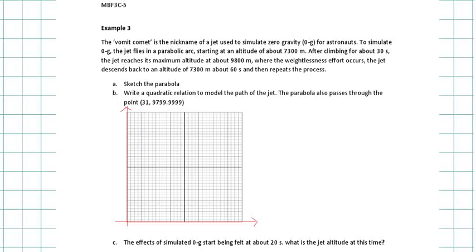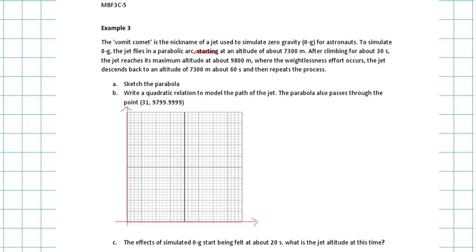So let's take up this question. The vomit comet is a nickname of a jet used to simulate zero gravity for astronauts. To simulate the zero gravity, the jet flies in a parabolic arc starting at an altitude of about 7,300 meters. After climbing for about 30 seconds, the jet reaches its maximum altitude at about 9,800. Here are some of my key points.